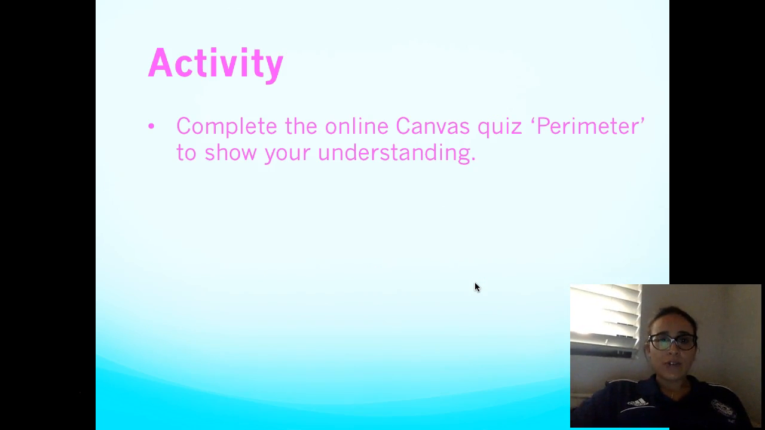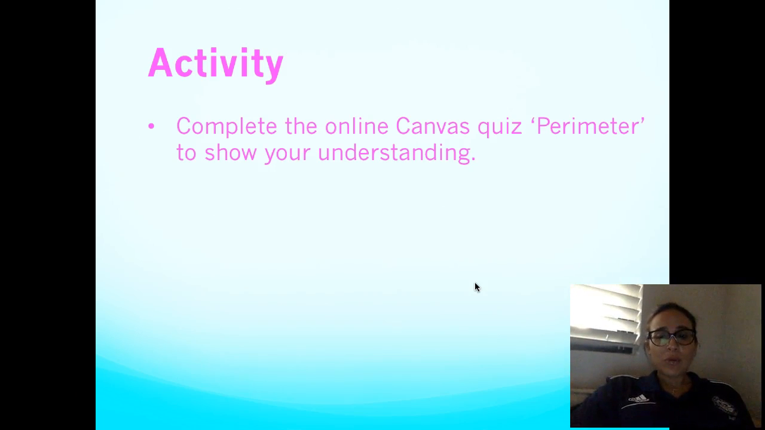We're going to do an activity. Your activity is you need to complete the online Canvas quiz perimeter to show your understanding. Happy finding the perimeter of composite shapes. Good luck!